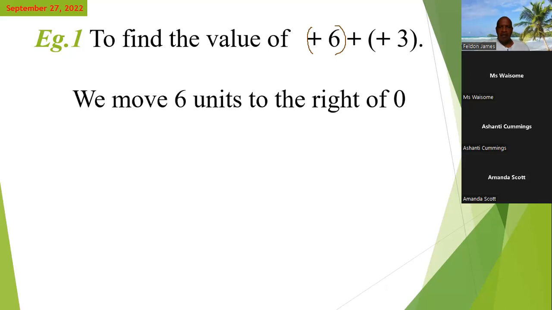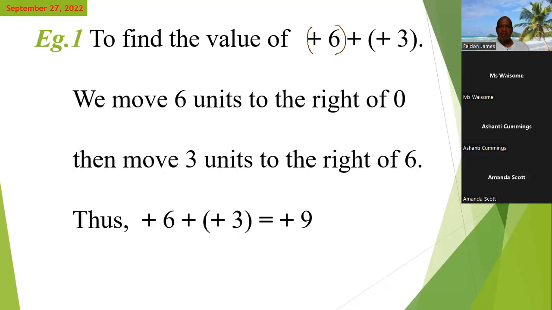Now, with that in mind, we would get the answer to be positive 9. This was also illustrated on the number line. If you start at 6 and you're adding 3, that means you start at 6 and you move 3 places to the right, you will end up at positive 9. And so that can be illustrated on the number line. And if you start at 3, then you would add 6. So you move 6 places from positive 3. You still end up at positive 9, right?